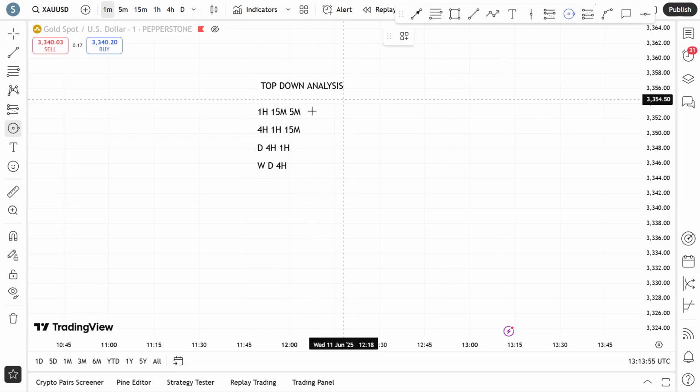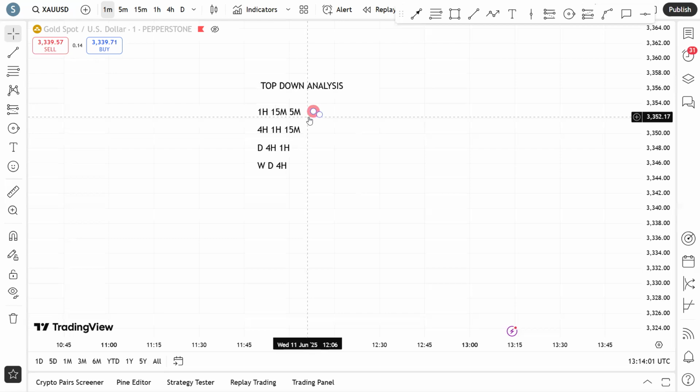The first one is for when you want to be a full day trader. If you want to be a day trader fully, which means you're going to trade each and every day, then on a 1 hour time frame you look for your trend, then 15 minutes for your point of interest, then 5 minutes for your entries.